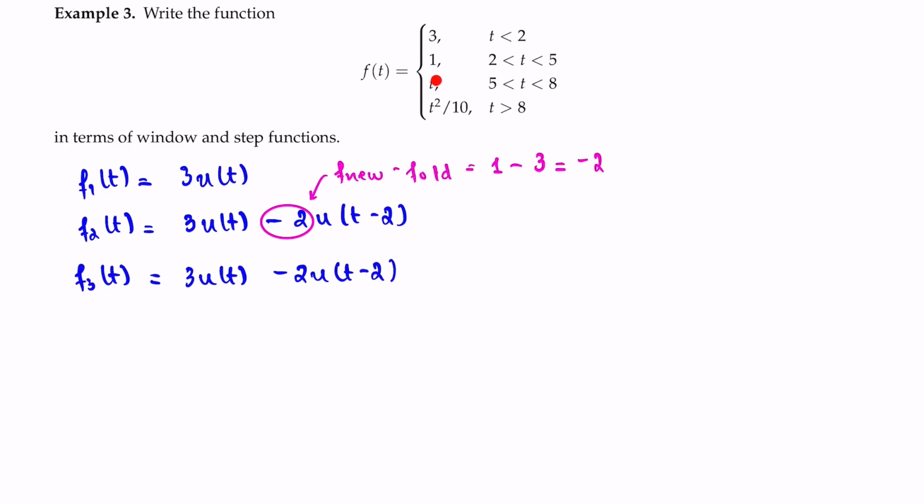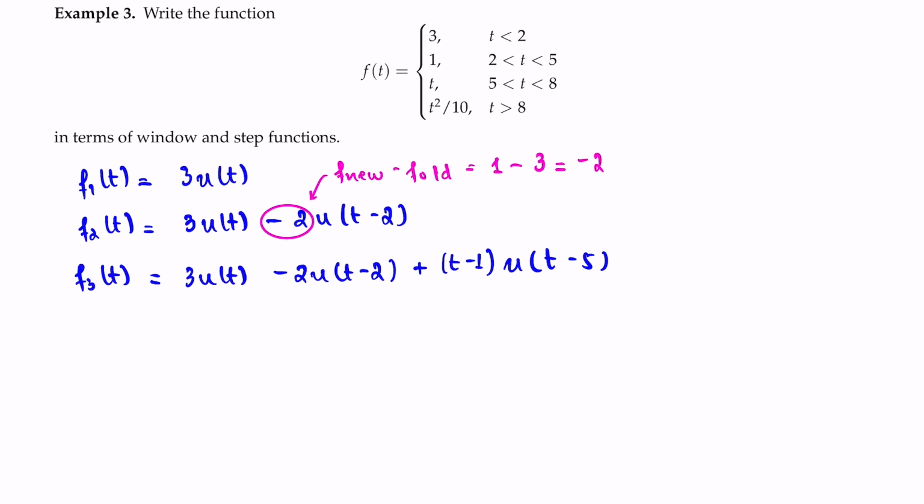The next function is t, and the interval starts at 5. So you get u of t minus 5. So what is the coefficient here? The new function is t, and the old function is 1, so t minus 1. So you add this with t minus 1. Hopefully at this point you see where all of this is coming from. All right. And that is the third function.